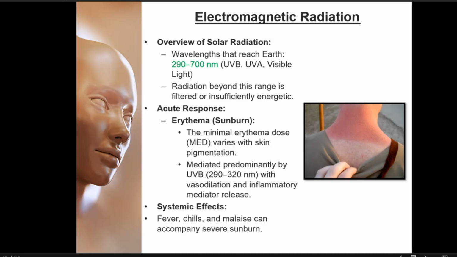Electromagnetic radiation. Earlier we saw that the wavelength of the radiation reaching the Earth is 290 to 700 nanometers. Only this radiation can reach the Earth. It is UVB, UVA, and visible light. Radiation beyond this range is filtered or insufficiently energetic.